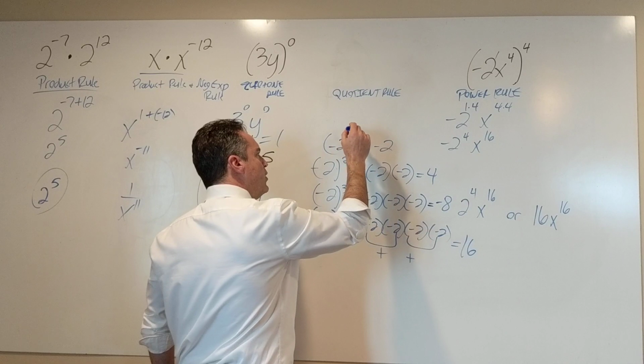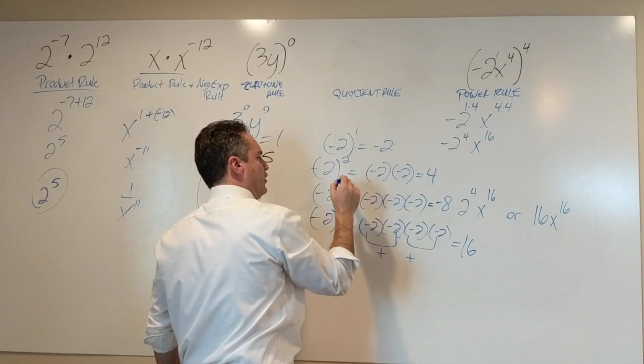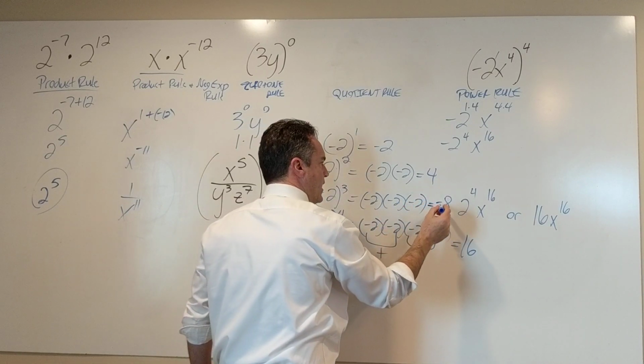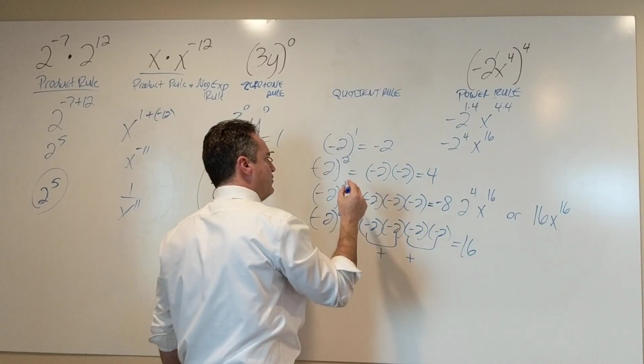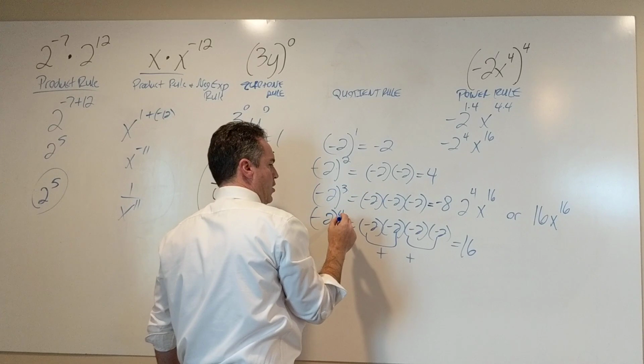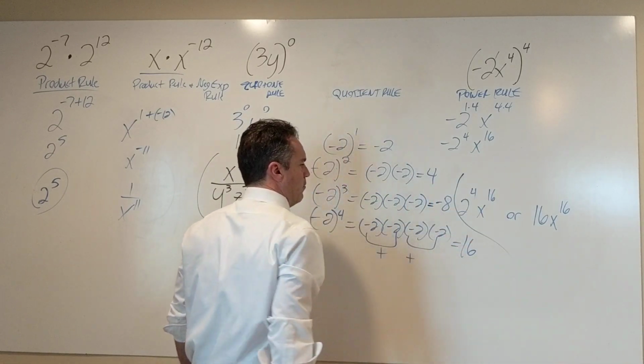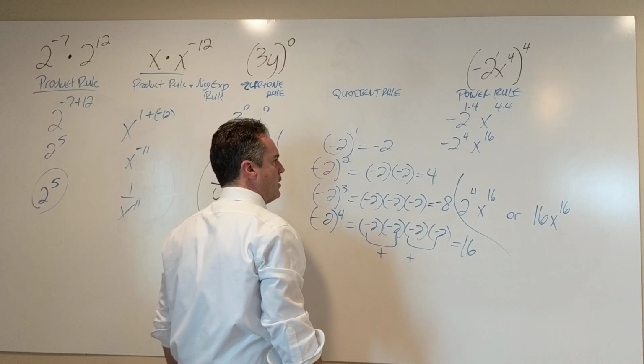So you see, every time we have an odd exponent, we have a negative final answer. Every time we have an even exponent, we have a positive final answer, okay? Just put a little mark there to remind you of that.